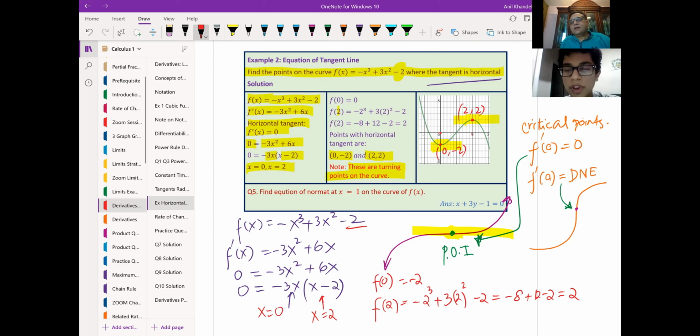So basically, after we factor it out and get our values, we just plug them back into the original equation. Correct. That is how you have to do it. So you understood this. Now, can you answer question number 5, which is to find the equation of the normal at x equals 1? How will you do that?